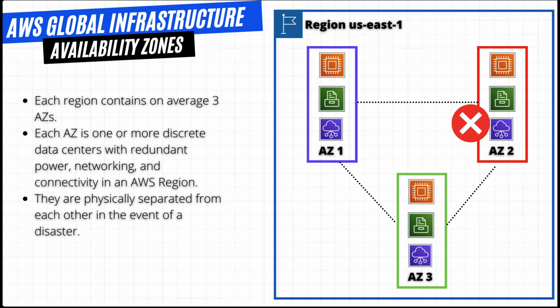For example, if you have AZ2 fail in this region, you will still have 2 more availability zones accessible in this region. And if you are operating a high availability application, you're most likely operating and replicating your data across these AZs so that your users don't experience any interruptions.